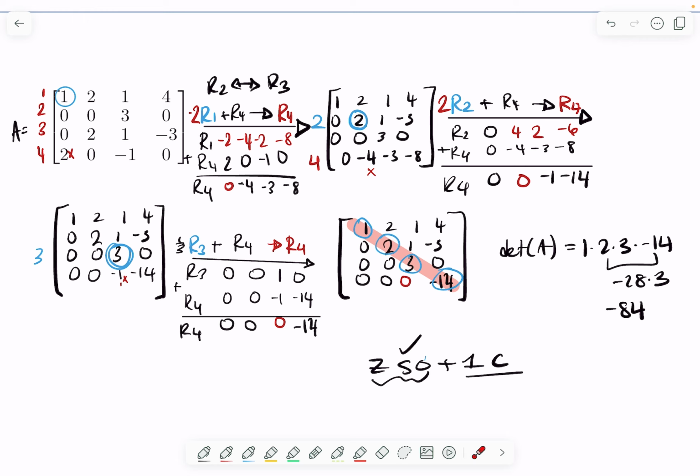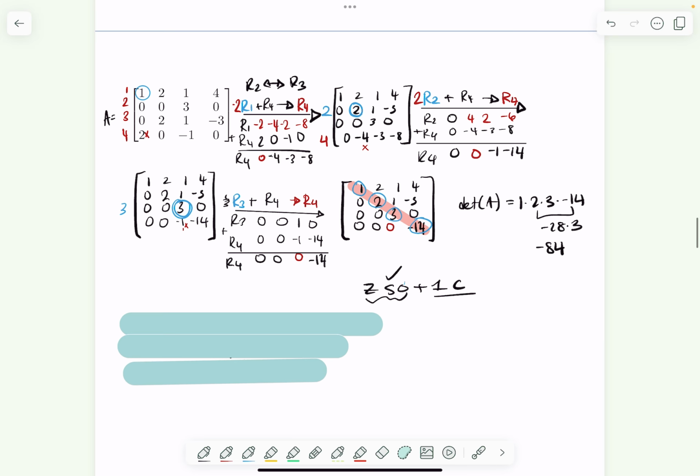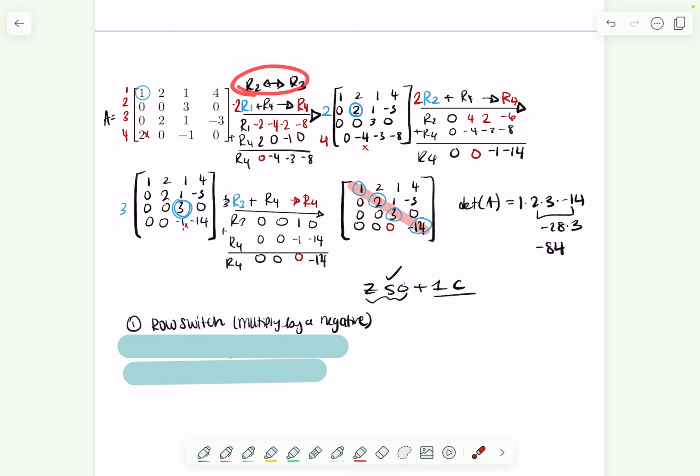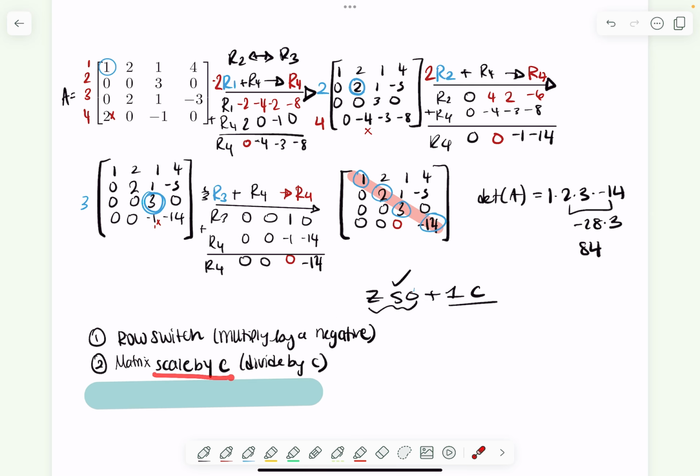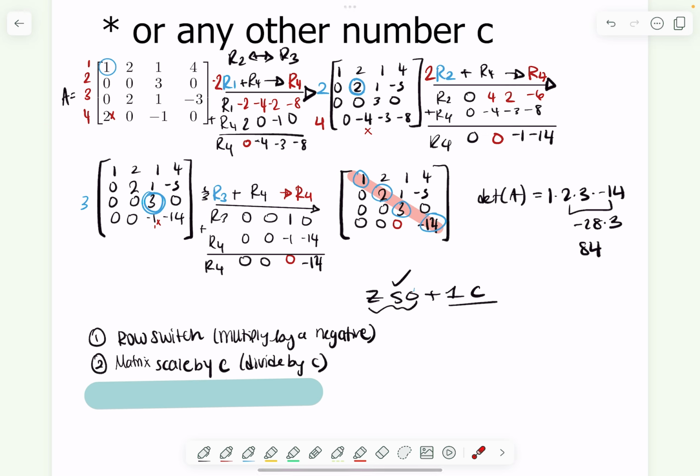You have to undo the operations that you did, and that is where these rules come in. So the first one is if you do a row switch, you have to multiply your final determinant by a negative. So how many row switches did I do? I only did 1, so that means that I have to multiply my final answer by a negative. So that means this just becomes positive. Now the second one is if you scale the entire matrix by a scalar called c, in other words, whatever real number, then you have to divide your determinant by that c. So don't get confused. This doesn't mean, oh, we scale a row by -2 or by 2 or by 1/3. No, this means we're multiplying the whole thing by 3, and we never did that. So therefore, there's nothing to do here.